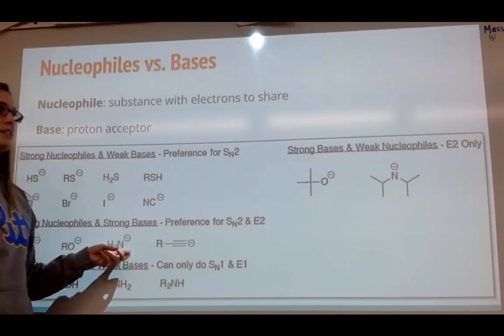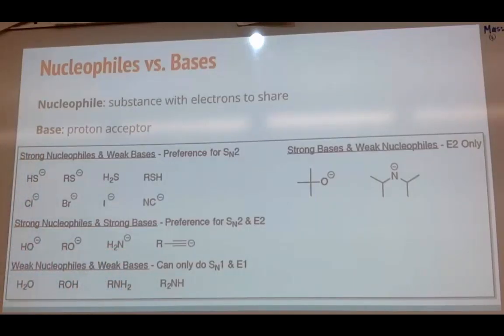NH2 minus. So you notice that these strong nucleophiles are anions and also strong bases. And then weak nucleophiles and weak bases. So this will only be SN1 and E1. Water is a weak nucleophile and a weak base.